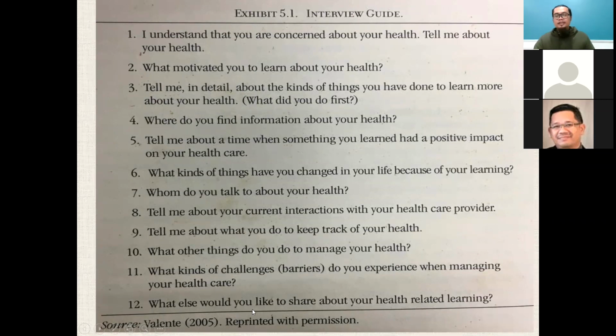What else? So this is a closing question. What else would you like to share about your health-related learning? So this is another good flow. This is what we call an interview guide, representing nine questions. You should make sure you sequence from one question to another, with an opening and a very good question for the closing also. This is also an example from Valenti 2005.